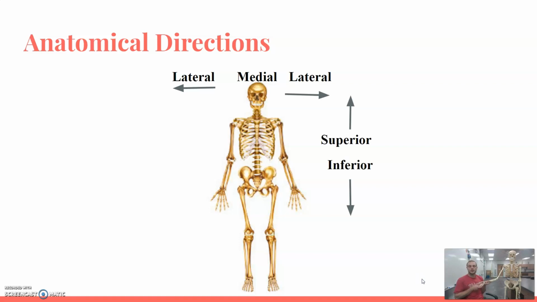Superior and inferior, we use these a lot. Superior is always going to mean towards the head. You can think if somebody is your superior at work, they are above you at work, so they are going to be towards the head, they are above you. Inferior is going to be the opposite. If someone is your inferior, they are beneath you, they are below you. So inferior is going to be away from the head.